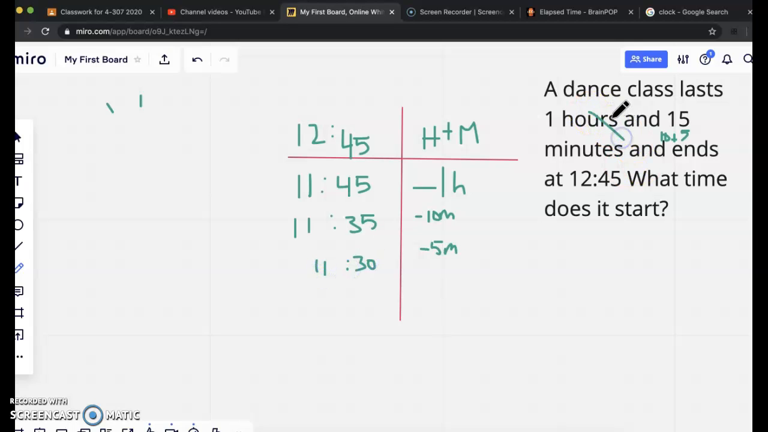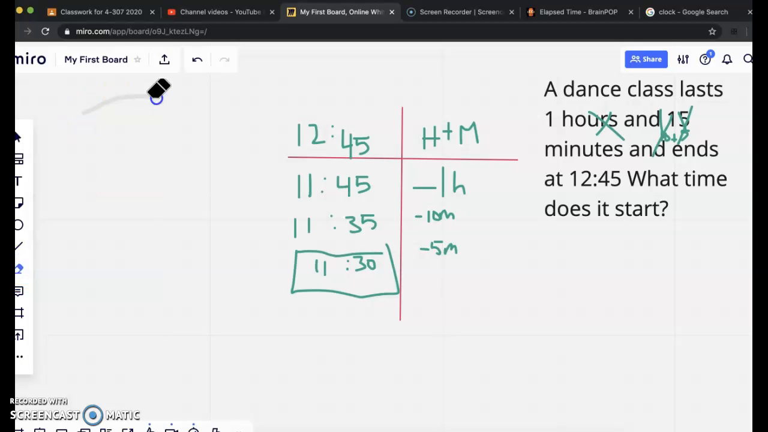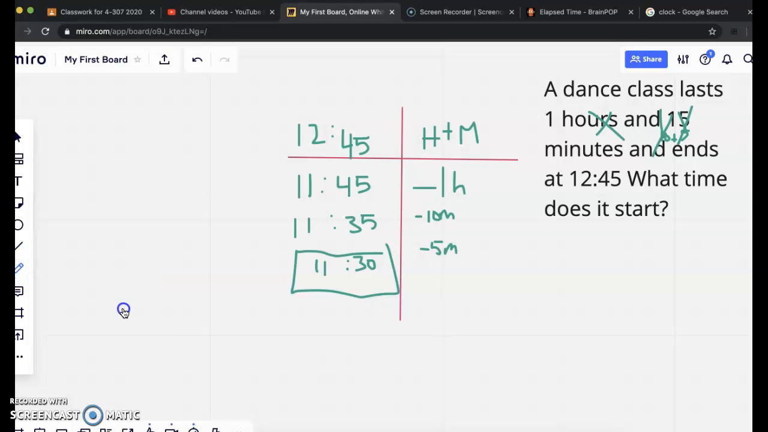So we did the hours, we did the 10, and we did the 5, which makes 15. We just subtracted it and we got 11:30. Boom. That's not so bad, I think. You guys are going to be able to try this on your own in the next couple of ones. They're going to be, I think, pretty easy.